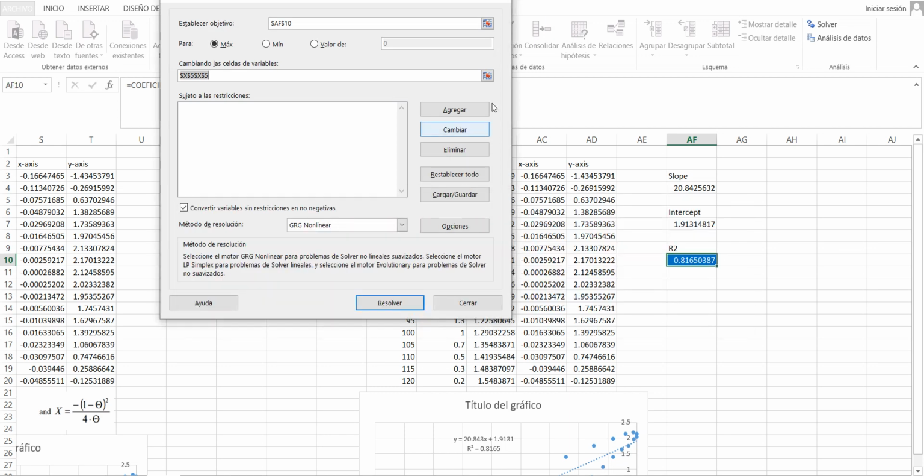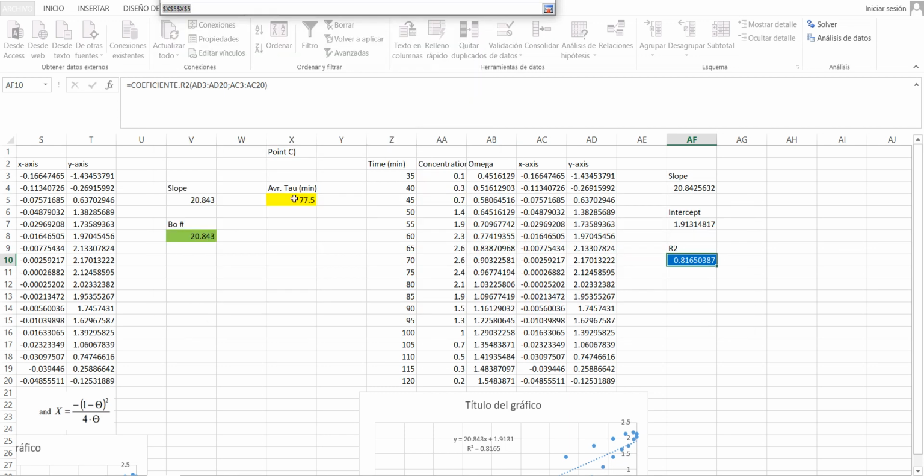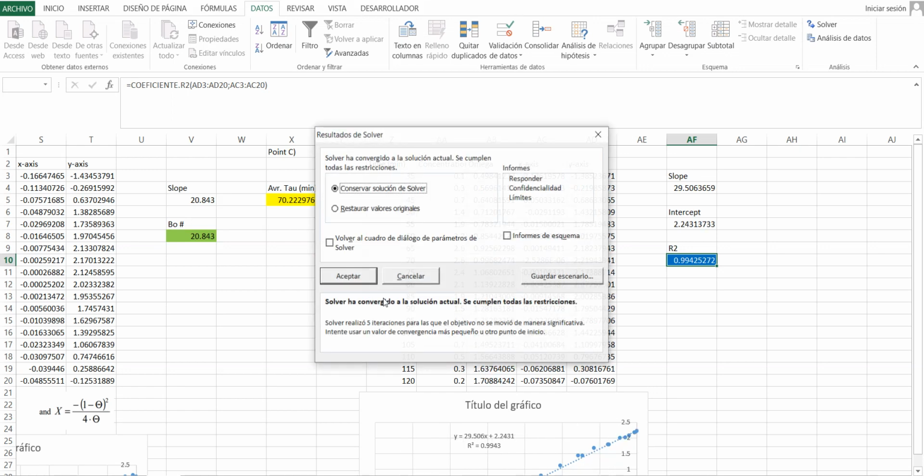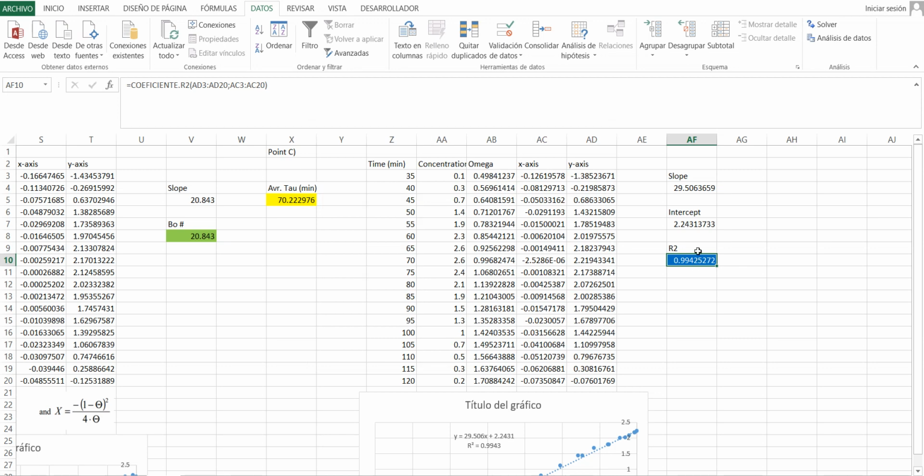Okay, and now we are going to solve the problem. Wait a second, I made a mistake here. It's just this value. Okay, and as you can see, it says here that it converged to a solution, so all the restrictions are fulfilled. We click accept. As we can see, the R-squared coefficient is almost 1, and let's see how this affects the data that are of our concern. In this case, the Bodenstein number.